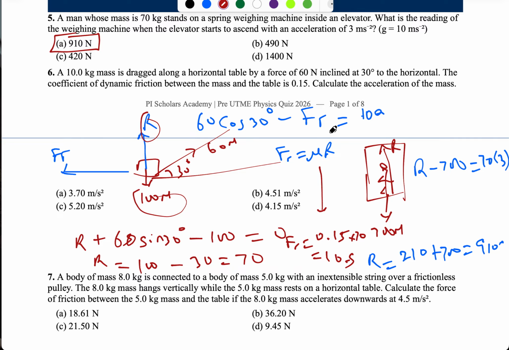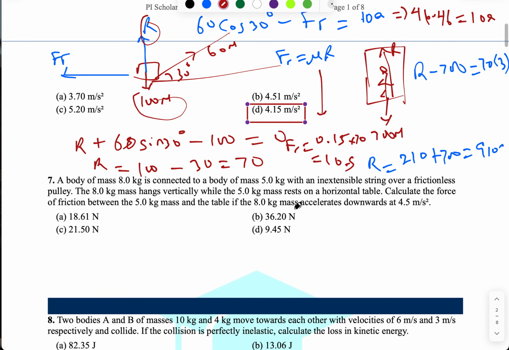then you subtract the frictional force from it. The frictional force is 10.5. So that implies that we'll have everything as 41.46 equals 10A. So when you divide this by 10, you get 4.14, approximately 4.14 meters per second squared. That's 4.15 rather. So that's approximately 4.15 meters per second squared. That will be the acceleration of the system.